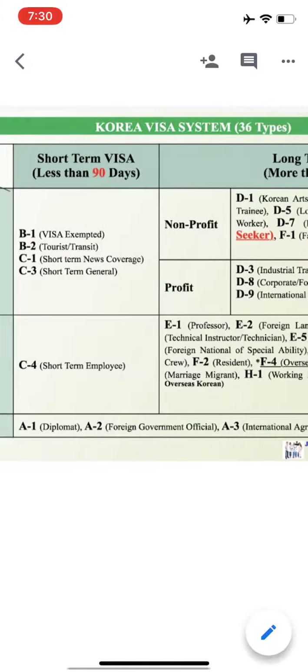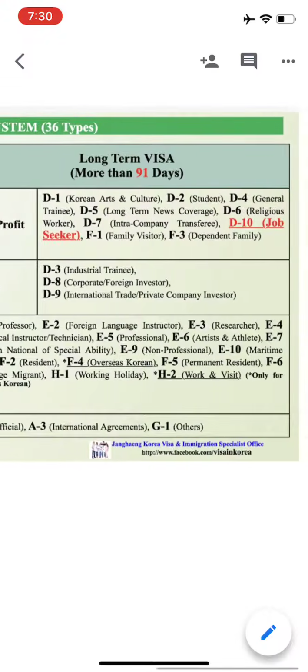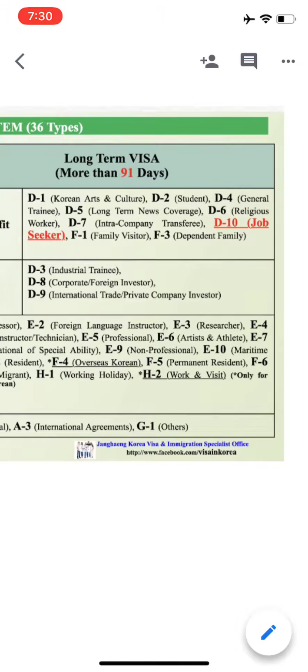And there are other visa types in A1, A2, A3, and G1 and others. But for G1, only G1-5, refugee applicant, and G1-6, humanitarian applicant, can work only after 6 months from the G1-5 and G1-6 visa. And after that, you need to find a company and contract with them, and then you need to submit that document to the immigration office, and you need to get a work permit for working.